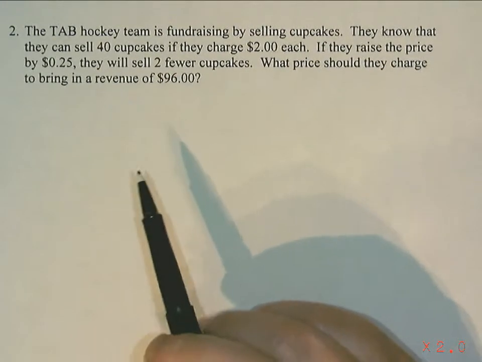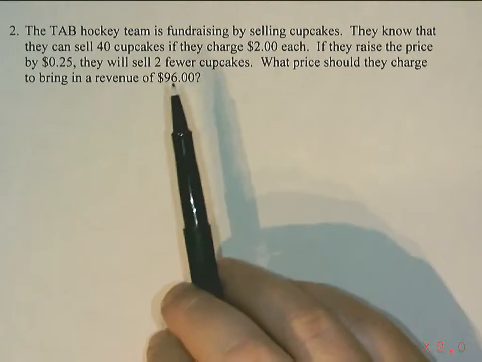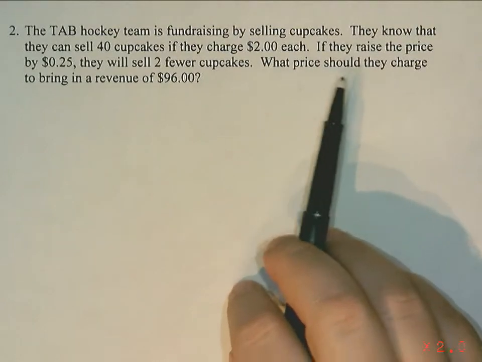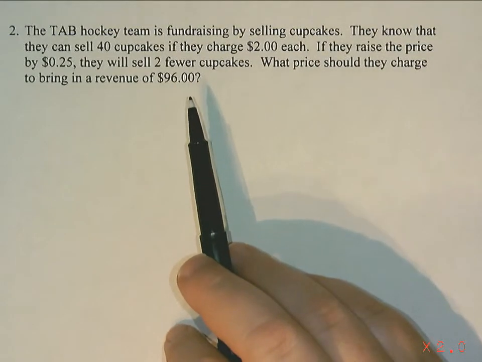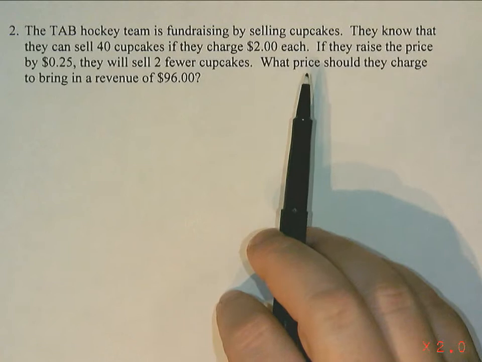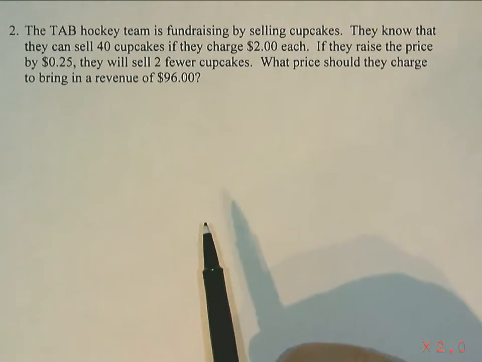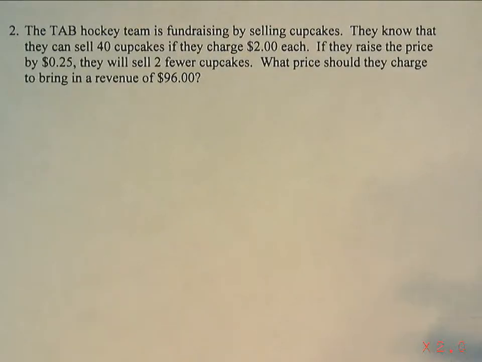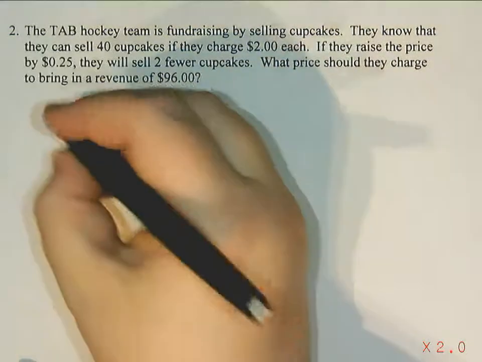I like to make a table to set this up, but when I read the sentence and try to figure out what to let my let statements be, I see what price should they charge to bring in a revenue of $96. So normally I would let X be the price, but in this case I'm going to let X be something different. In this question, they're changing the price of their cupcakes, and we don't know whether they're going to raise the price once or twice or 3 times or 4 times. We're trying to figure out what the best thing to do is. So I'm going to let X be the number of times that they raise their price by 25 cents.